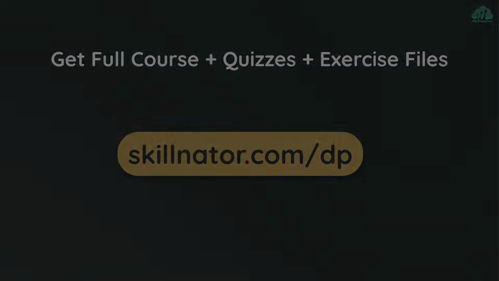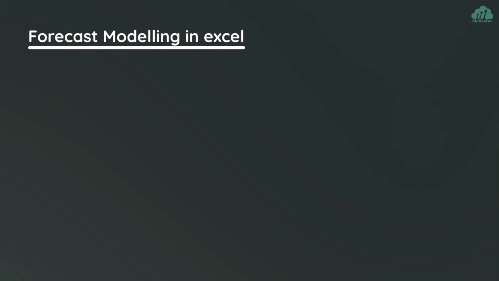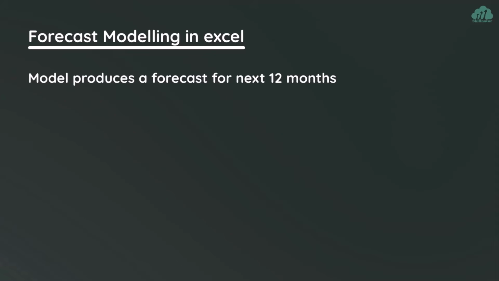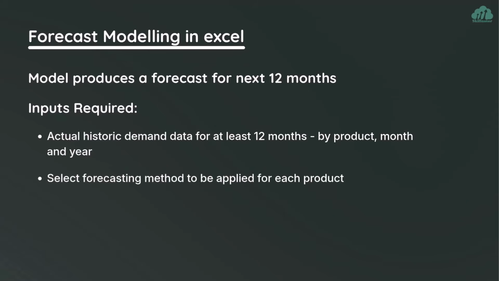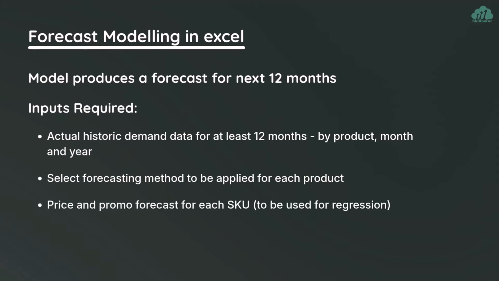Before we start building the model in Excel, I would like to walk you through how the final output looks. The model we are going to build produces a forecast for the next 12 months or whatever forecast horizon you want to work with. There are three main inputs we will need to give to this model: the actual historical demand data for each product of your portfolio, a forecasting technique which we want the model to use to forecast the demand for each product, and a forecast of price and promotion plan for each of the products.